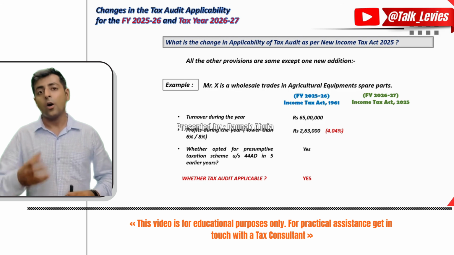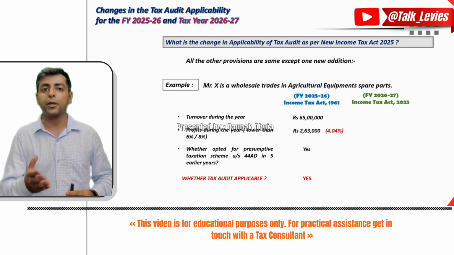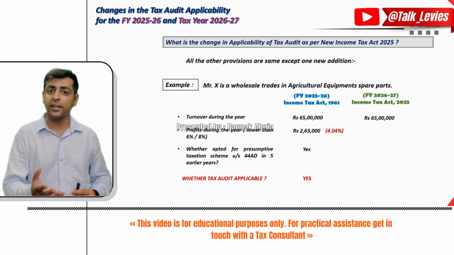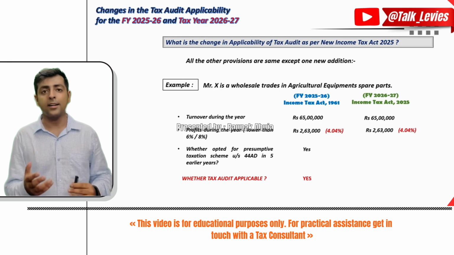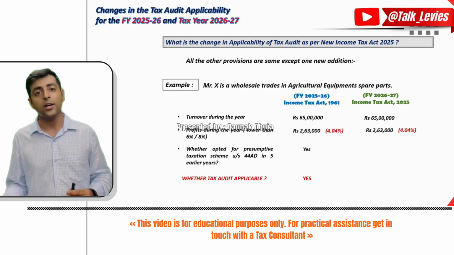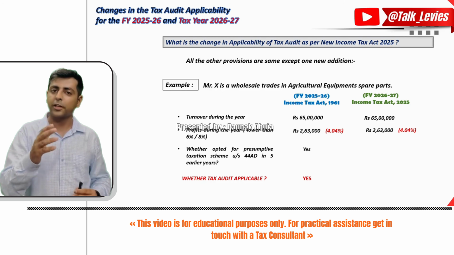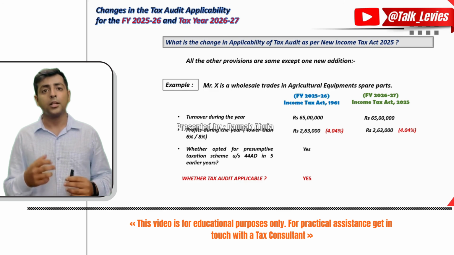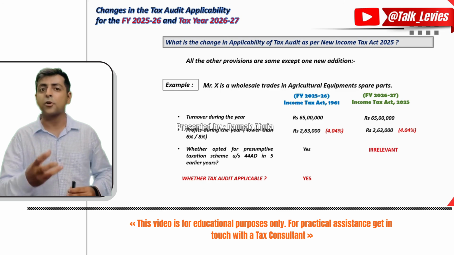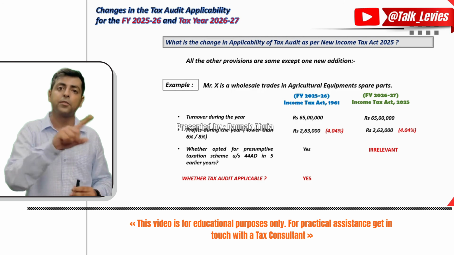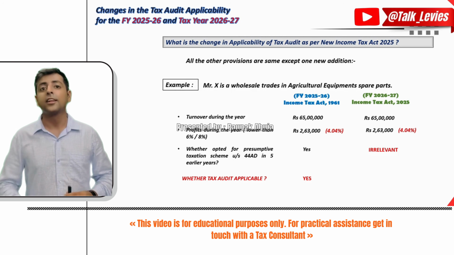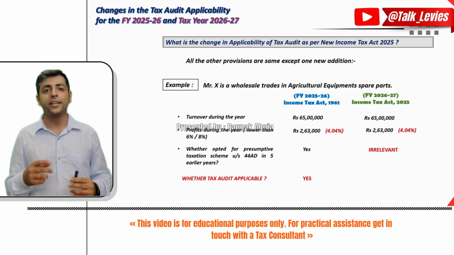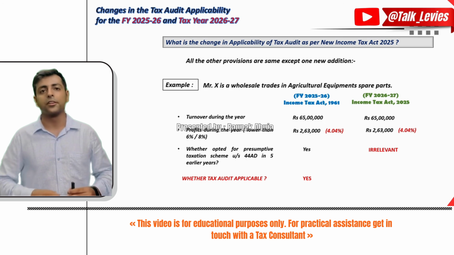Now let's see how the changes have been brought in with effect from tax year 26-27. Say the turnover here again is 65 lakhs and the profits that the assessee is trying to show is again below 6% or 8%. It is 2,63,000 here also. Now let's see whether the assessee has opted for the presumptive taxation scheme in the previous 5 financial years. Now here this question becomes irrelevant. Yes, this is the change that has been brought in.